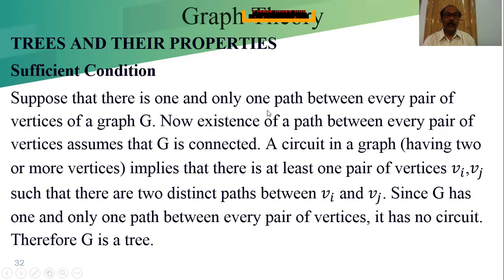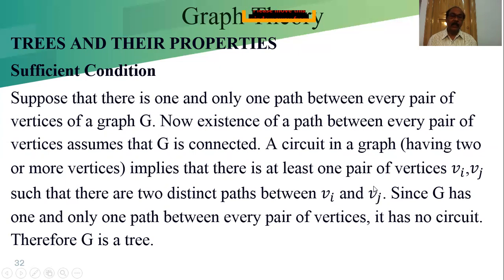Suppose that there is one and only one path between every pair of the vertices of a graph G. Now, from the existence of a path between every pair of vertices, we conclude that G is a connected graph. A circuit in a graph having two or more vertices implies that there is at least one pair of vertices Vi and Vj such that there are two distinct paths between Vi and Vj.